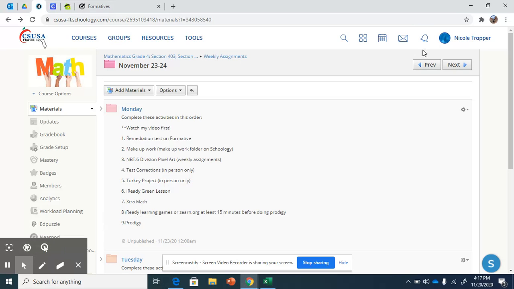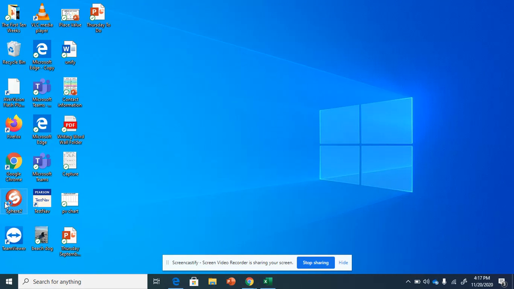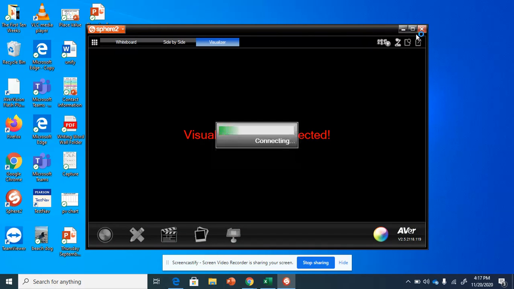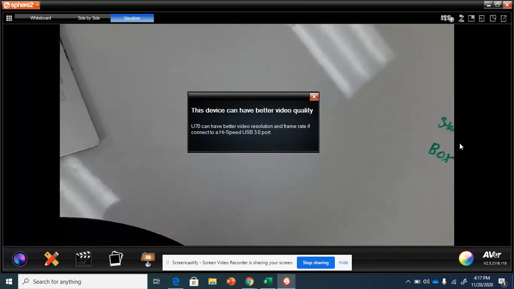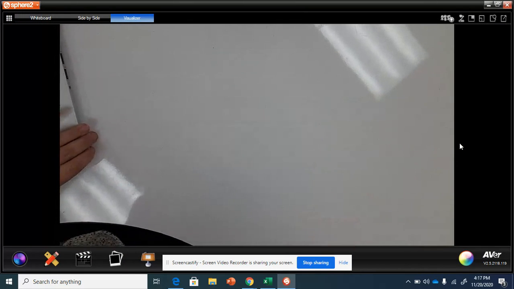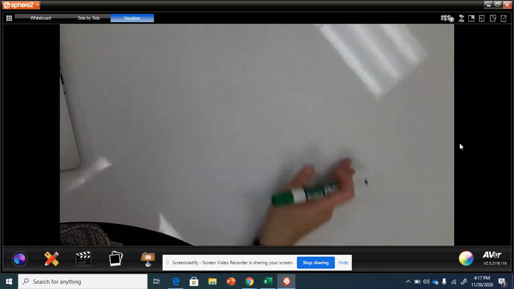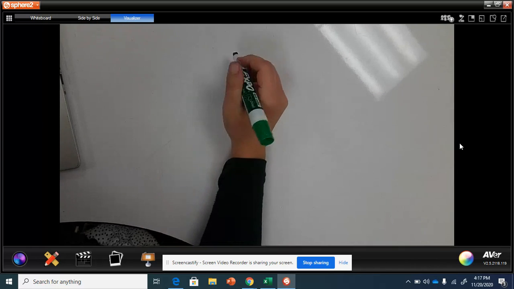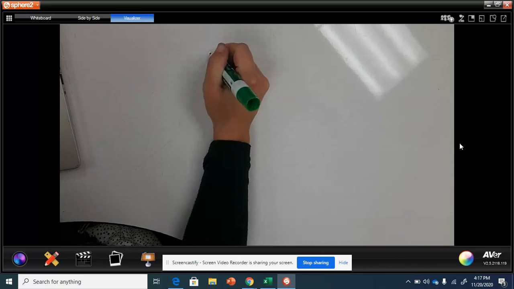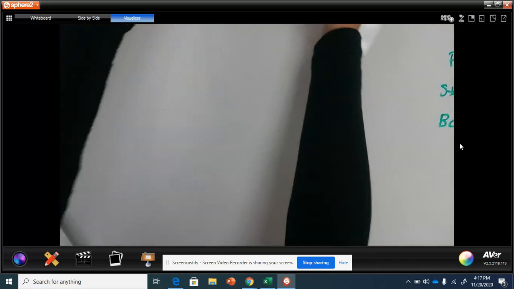So I'm going to switch screens over, and I'm going to open up the Sphere in order to do some example division problems. I will do 3 quick example division problems. And remember, one of these is definitely going to be on your classwork, so you might want to follow along and write these down as well. So the first one I'm going to start with is partial quotients.